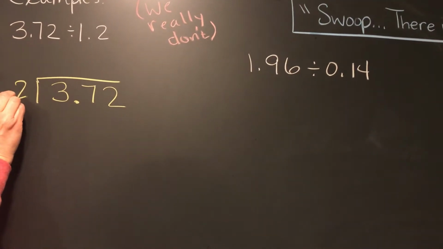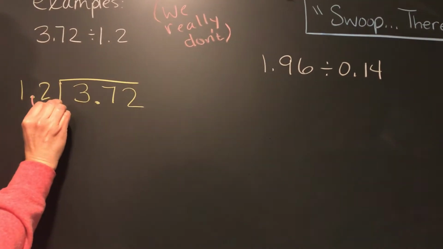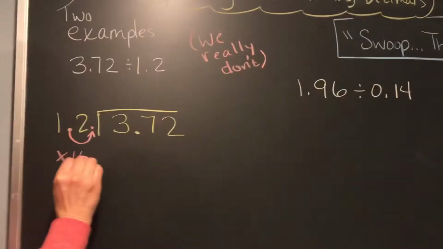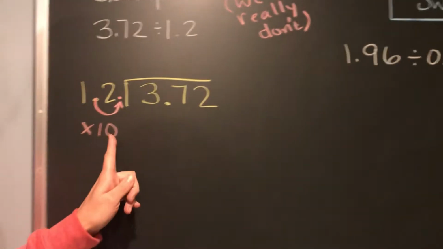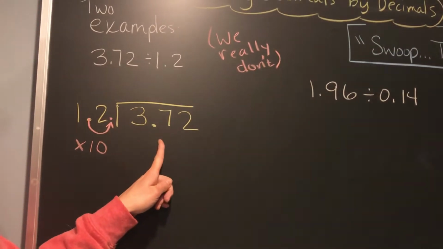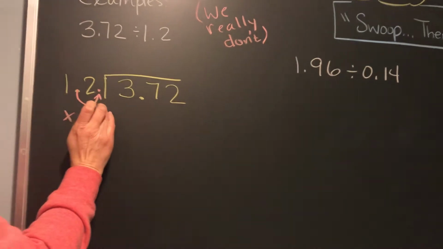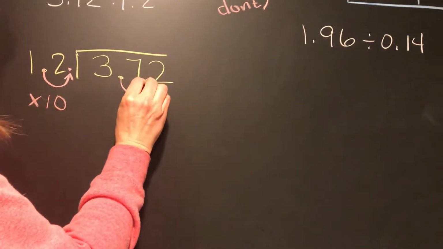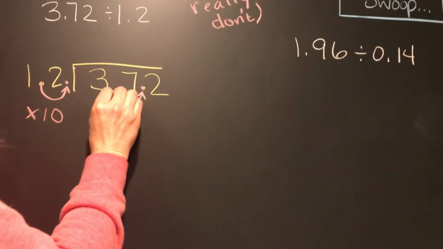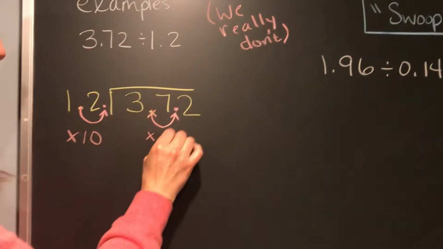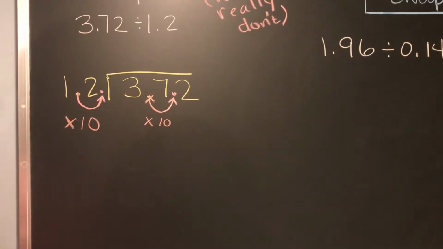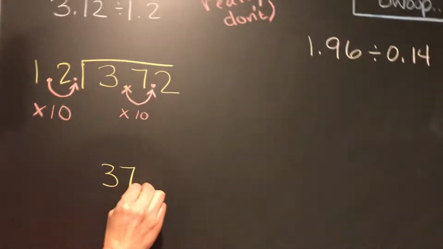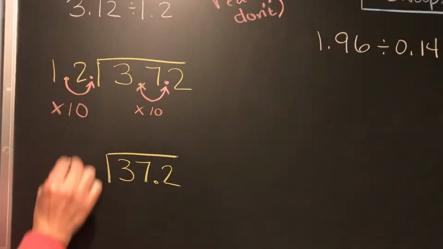If we slide our decimal point one place to the right, this becomes 12. How did we do that? Remember, we multiplied it by 10. What you have to remember is whatever you do to the divisor, you have to do to the dividend, or you change the problem. So if we slid the decimal in the divisor one place to the right, we have to slide it in the dividend one place to the right also. So then we also multiplied that by 10. Then we're going to rewrite our problem after we did the sliding and the multiplying. So it's 37.2 divided by 12.